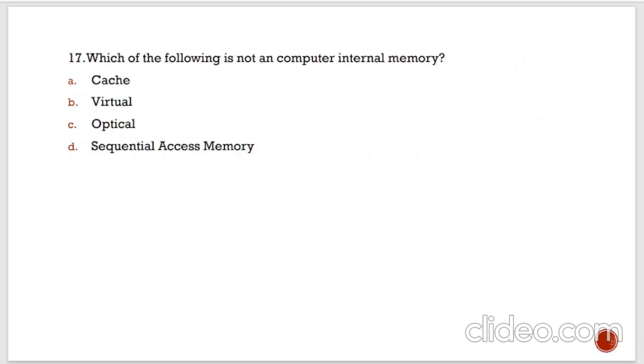Coming to the next question, which of the following is not a computer internal memory? We have discussed the types of computer memory. Those are divided into internal and external. Internal are very much attached to the motherboard. So cache, obviously, is attached to the motherboard. Optical, sequential access memory and virtual. Virtual memory is also considered as internal memory.